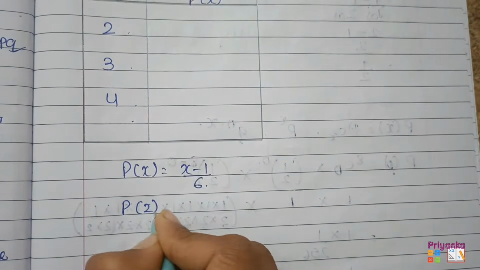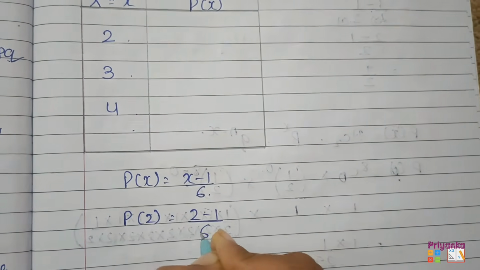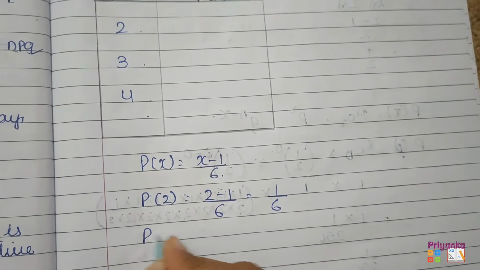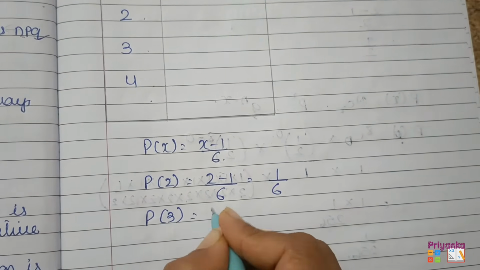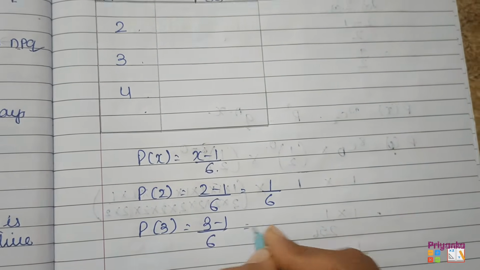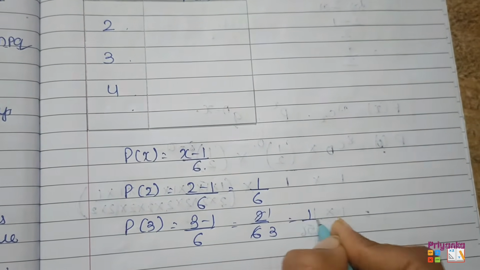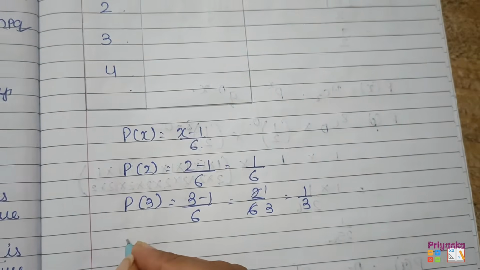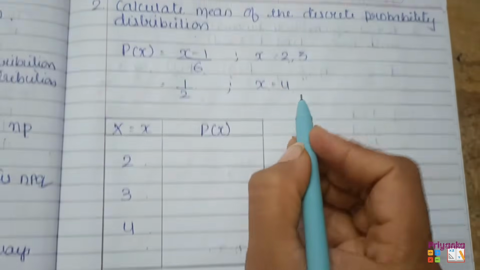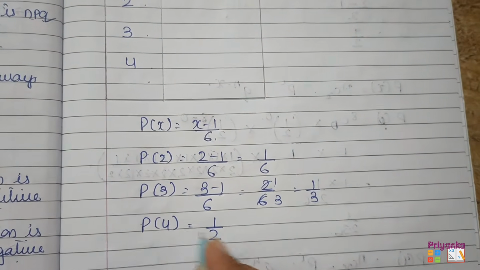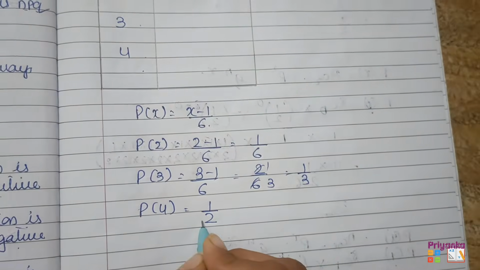So first let's take the x value 2: 2 minus 1 upon 6, which is 1 upon 6, and nothing will cancel. Next we'll take the x value 3: 3 minus 1 upon 6, that is 2 upon 6. 2 ones are 2, 2 threes are 6, so here we got the answer 1 upon 3. The next value is p of 4, but the equation given is 1 upon 2, where we don't have any x. So we can't put any value in place of x, and we'll keep it as it is.